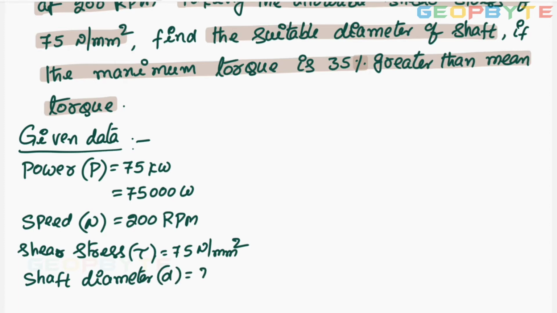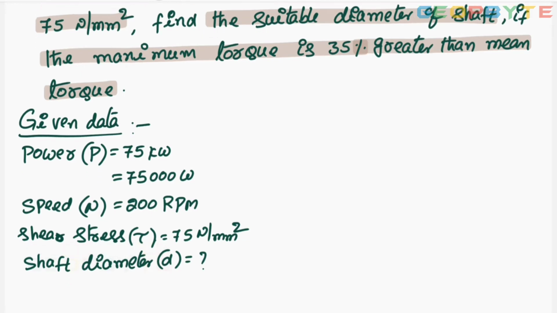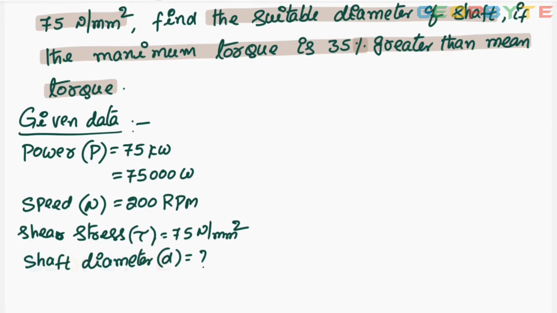Shaft diameter D equal how much? Okay. Maximum torque is 35% greater than mean torque. It means, for example, if you have 100 rupees in your pocket and I am saying that I have 35% more than you, then I must have 135 rupees. That is the meaning of maximum torque being 35% more than the mean torque.